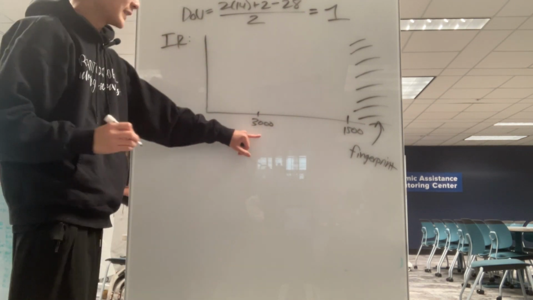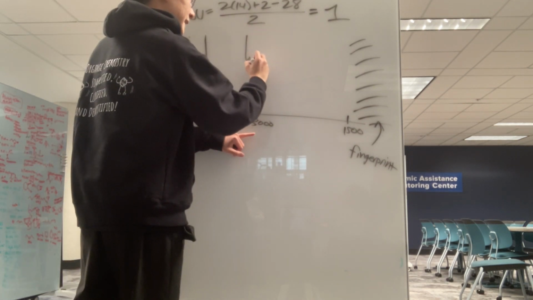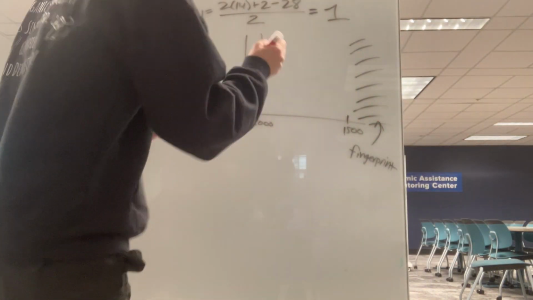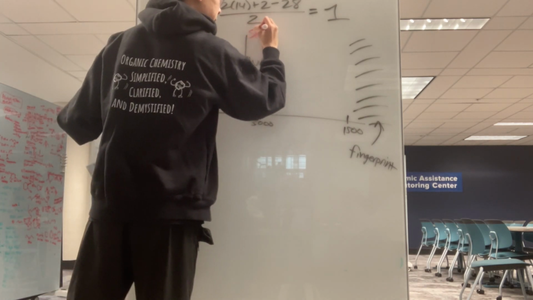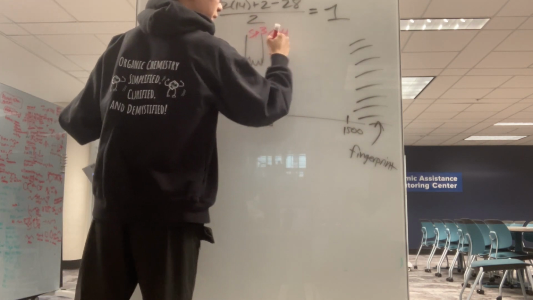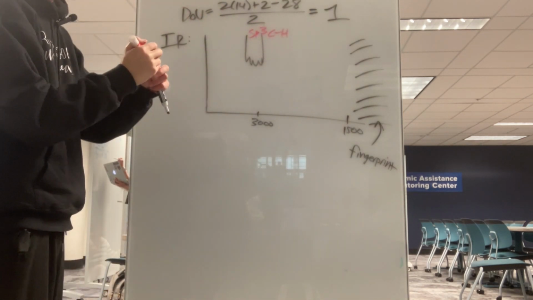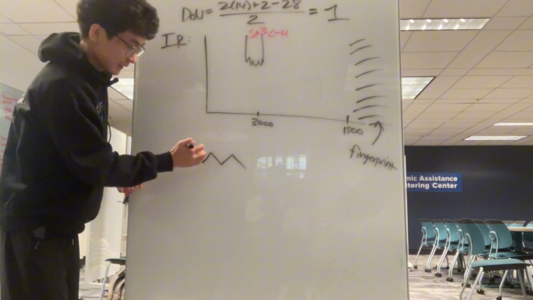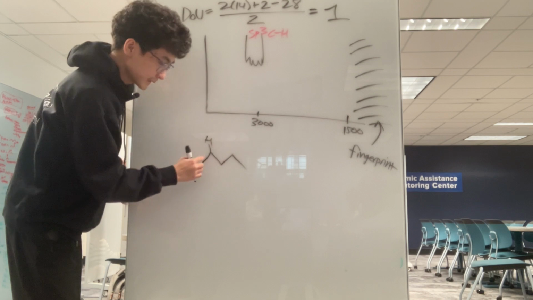Now, let's look at the 3000 peak. This 3000 peak here, you're most likely going to have a jagged peak like that. That represents your sp3 carbon-hydrogen bond. Those are your normal bonds like that. This is an sp3 carbon.